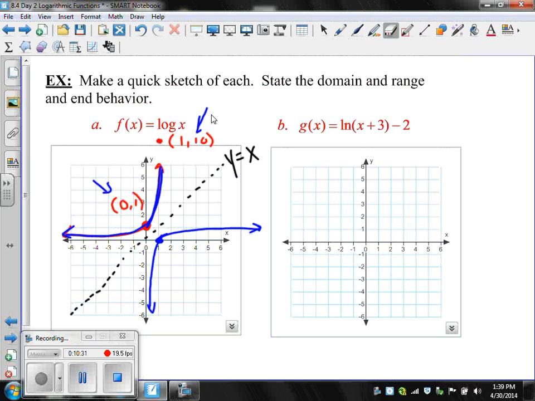And notice this special point right here, 1, 0. That's going to be on all log functions before we do any kind of transformation. So that point 1, 0 is going to be on every single graph. And the point 10, 1 is going to be on this particular one, but that's not our special point. That point of 1, 0 is our special point.